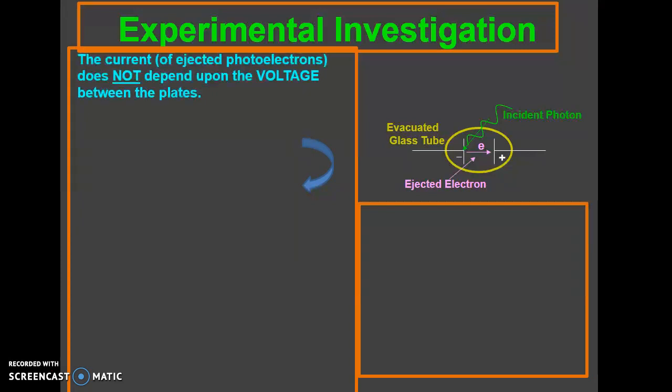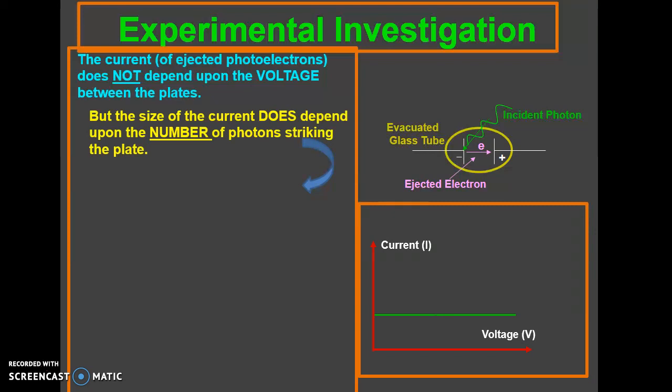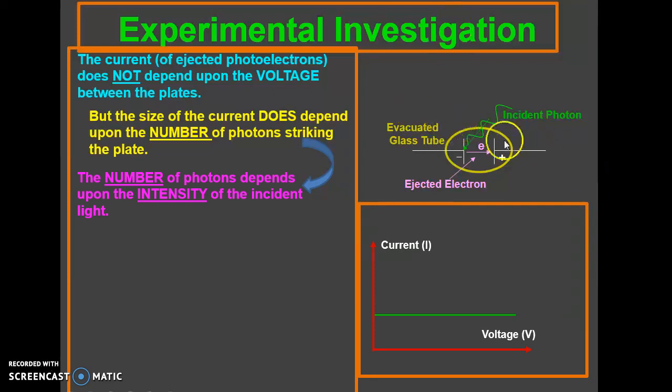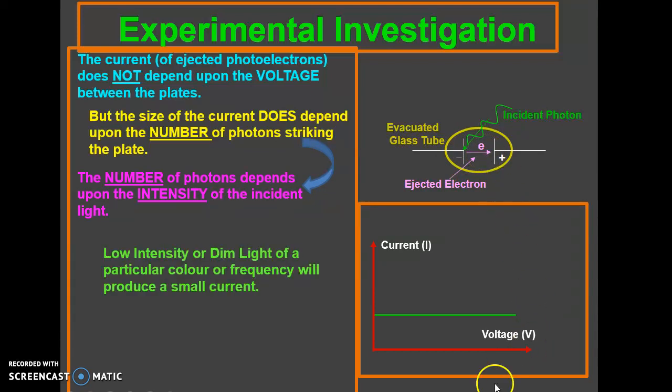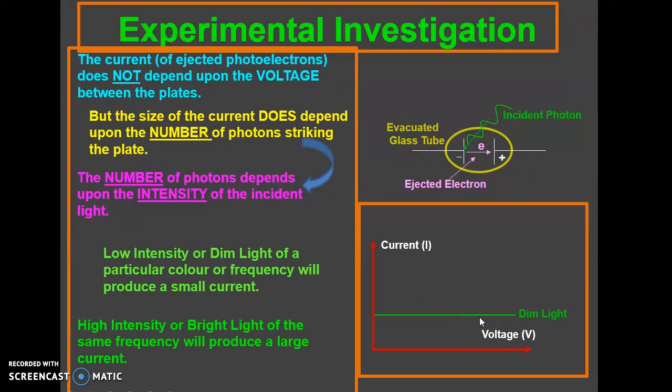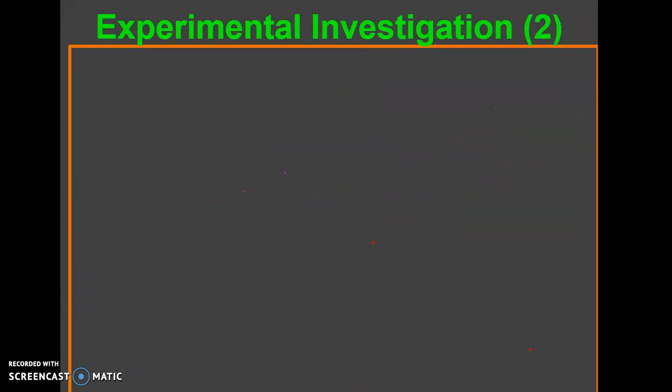So the current of the ejected photoelectrons, we can call them just electrons from now on, does not depend on the voltage between the plates, right? Remember, the size of the current does depend upon the number of photons striking the plate. For every photon that is incident, there'll be 1 electron. So the more photons that are incident, the more electrons released. In other words, that depends on the intensity of the light. Looking down here at the graph, you can see that the line drawn here is for dim light, and if we compared it for bright light, it will produce a greater current, assuming this is the same frequency.